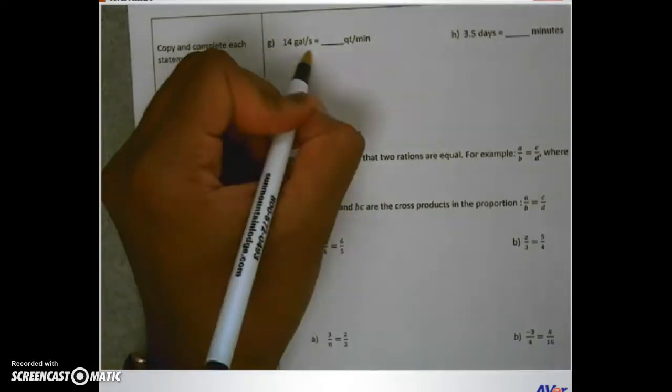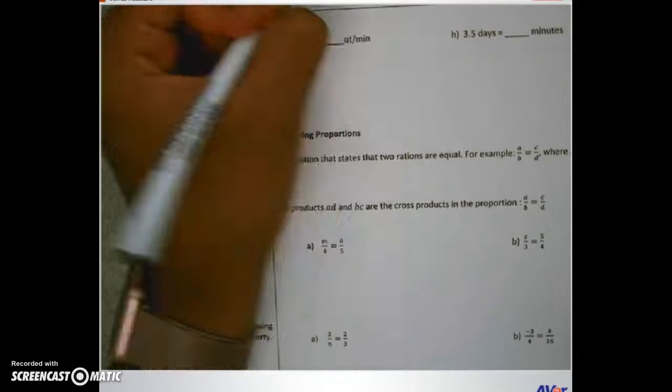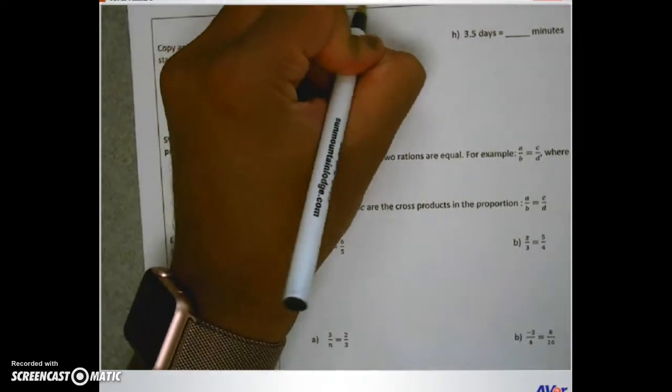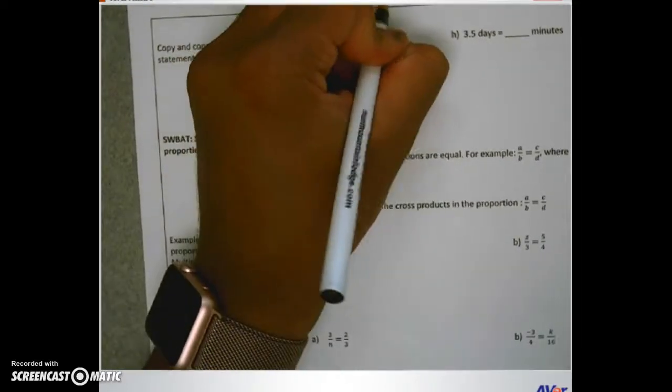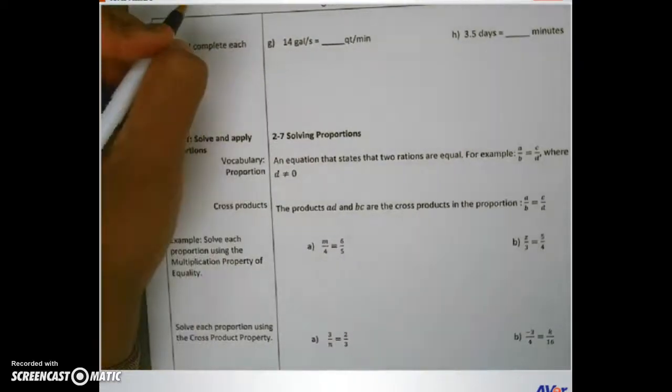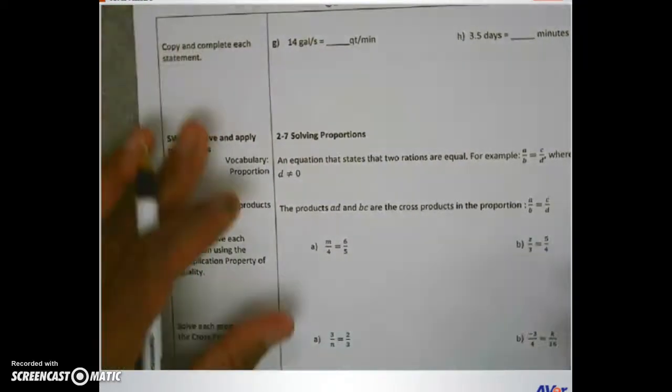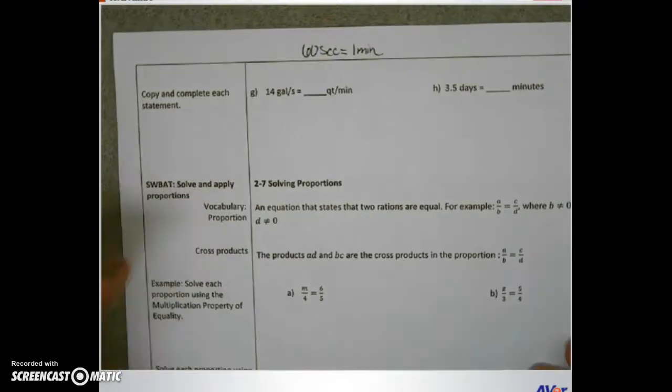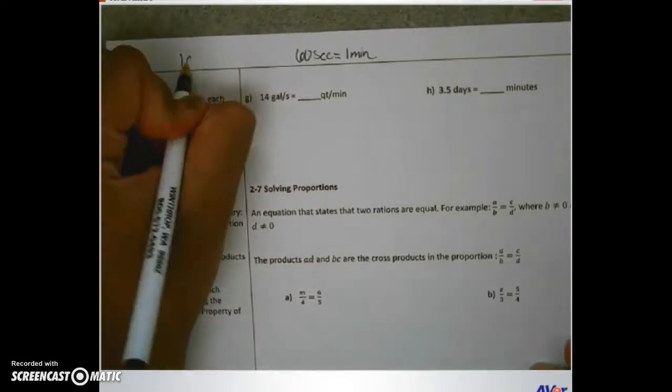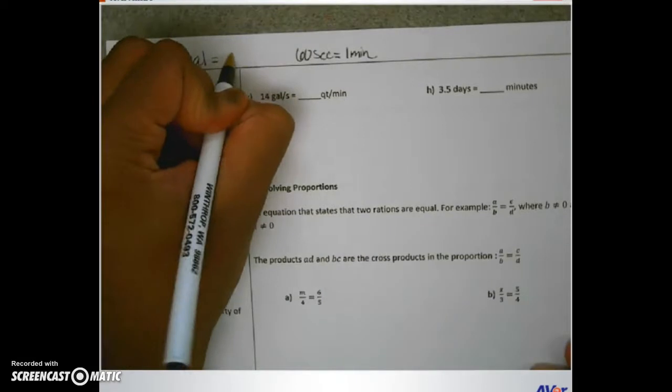Well, I know the conversion for seconds to minutes. I know that there are 60 seconds in 1 minute. It's been like that all my life. I also can use my handy dandy chart that you all have, and I can find that 1 gallon is equal to 4 quarts.